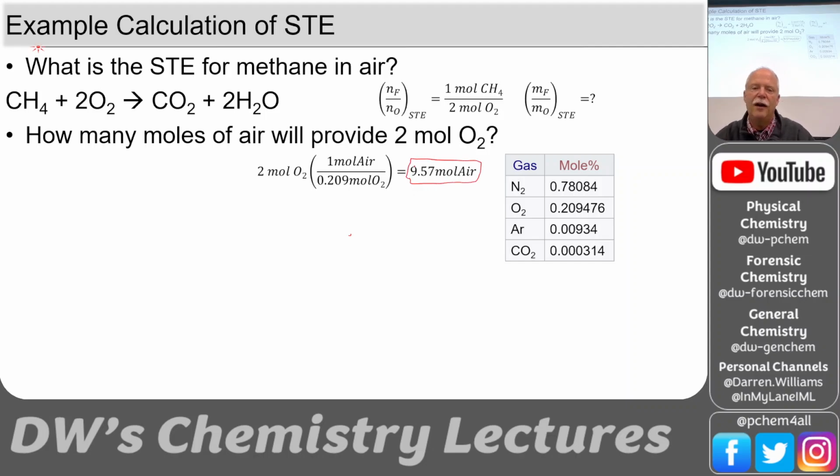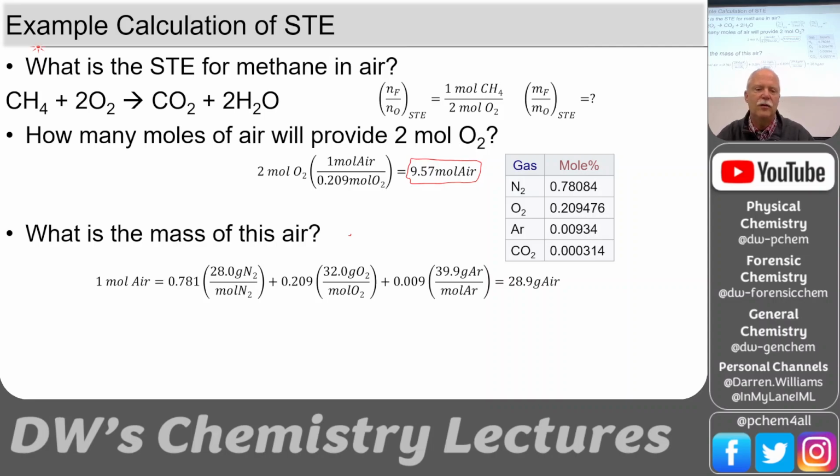Now we can convert that over to mass. So what is the mass of this air? So 1 mole of air has a mass, it's this mole ratio here, all times the masses. So this is 78% nitrogen, and we've got the molecular weight of nitrogen. So we just have the molecular weights of all 3 of these gases times their mole percent. And so this is 28.9 grams of air for every mole of air. So that's a conversion factor.